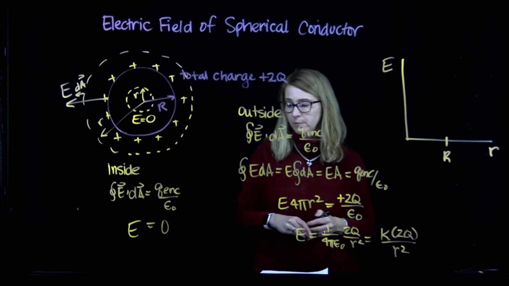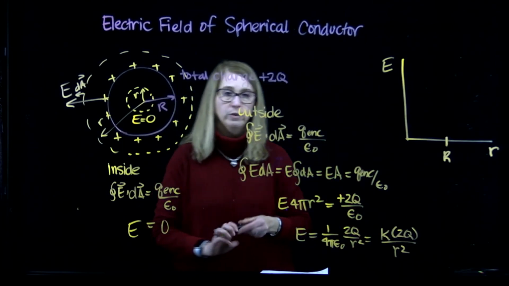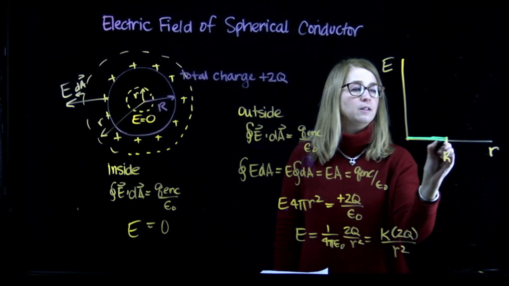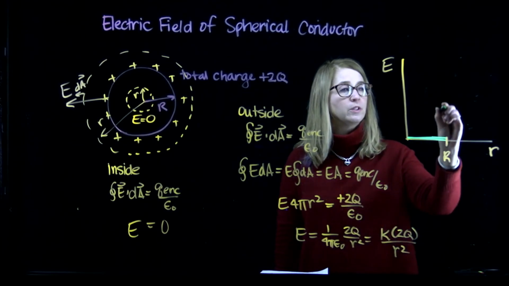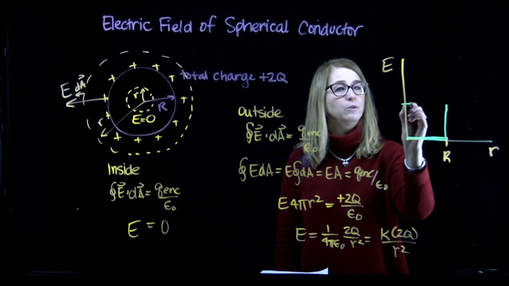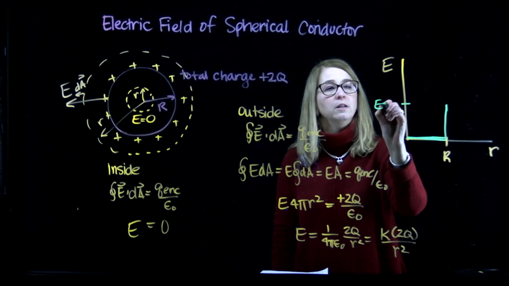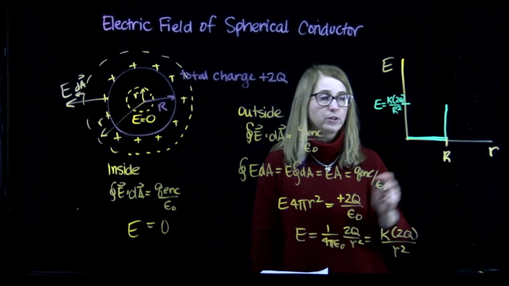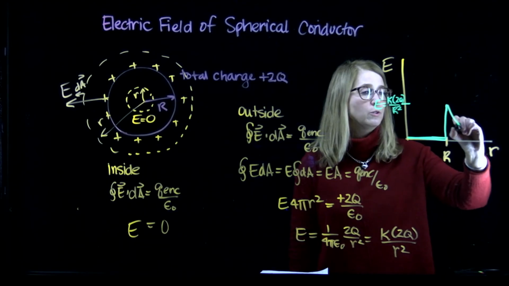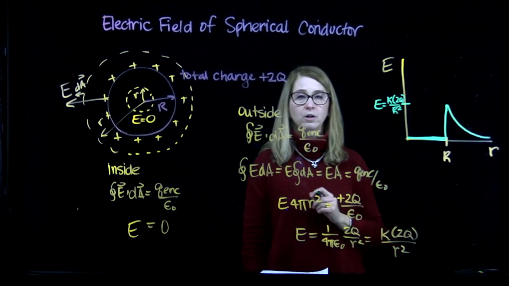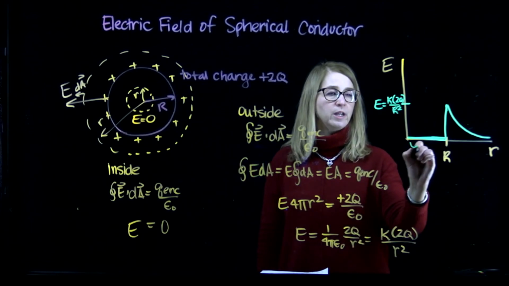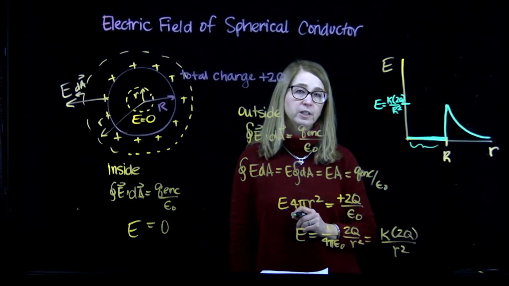The difference is, if we look at a graph of the electric field versus the radius for this conductor, we would find that within the conductor, the electric field would be 0. It's going to jump up to the value of k times 2Q over big R squared at the surface, and then it's going to look like 1 over r squared as we go further away. So this is the area where it's different for the conductor.